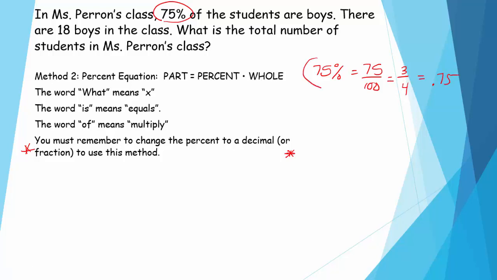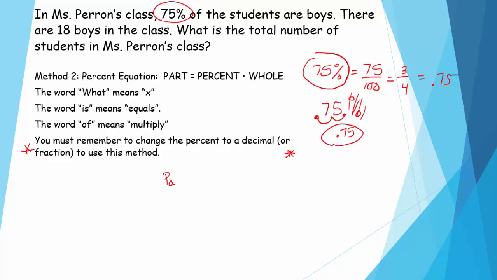A quick way to change your percent to a decimal, which is for some reason how I always do it, though you could deal with the 3/4: you just take away the percent sign and move the decimal point. If your decimal point starts at the end of the number, you move it 2 places away from the percent sign. Or you take 75 divided by 100 and get 0.75 as a decimal.